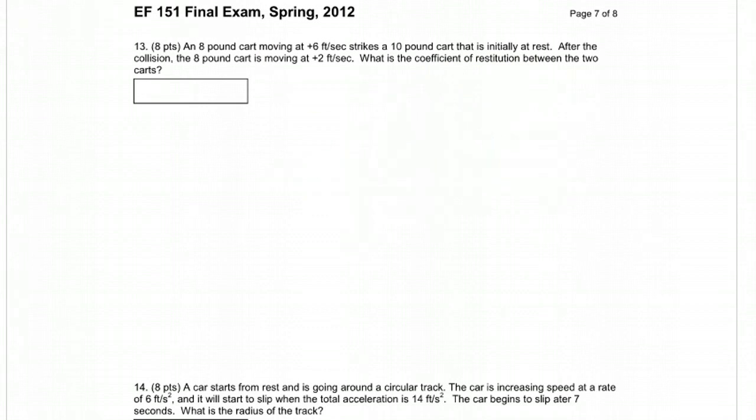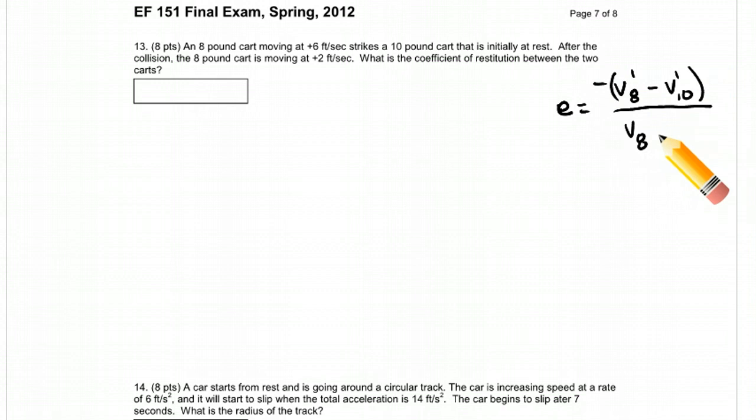So we're going to use the equation of the coefficient of restitution, e, being the difference of the final velocities. Let's see, how do I want to label this? Final velocity of the 8-pound minus the final velocity of the 10-pound, over, and that's negative, the initial velocity of the 8-pound minus the initial velocity of the 10-pound. I'm using subscripts to designate the weight of the cart to keep them straight.